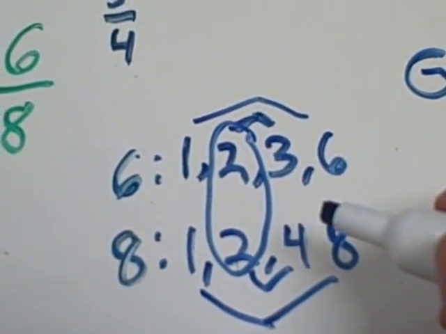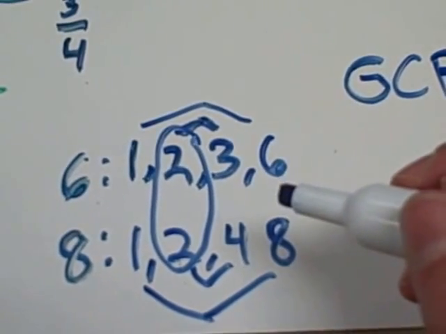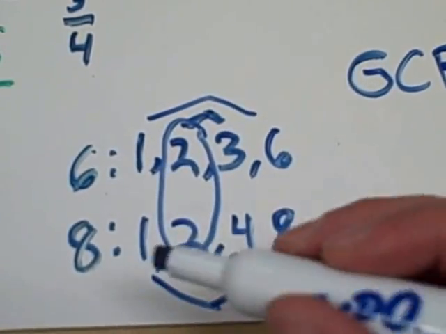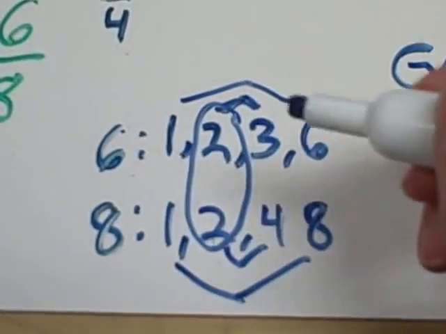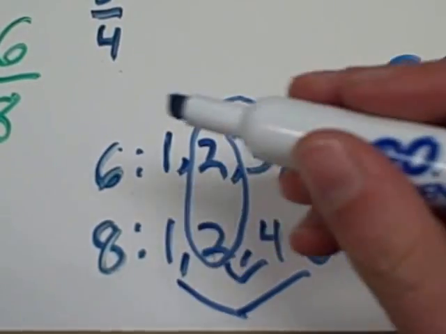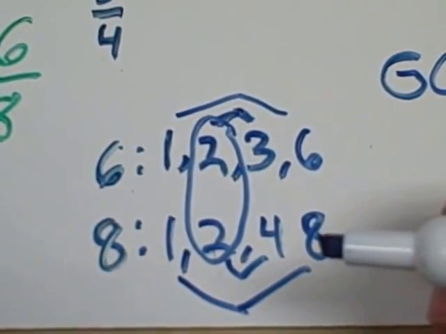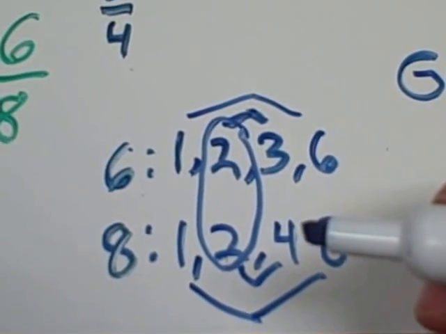Okay, so that's step 1, find your greatest common factor. So you map out your factors and then you find the greatest one. Because if I try to divide it by 3 on the top, and 4 on the bottom, I'm changing my fraction. I can't change it. I can only divide it by the same amount on the top and bottom.